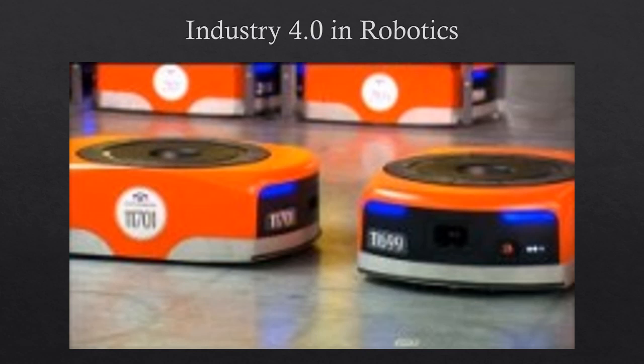Meet Amazon's newest holiday workers, the Kiva robots. At this fulfillment center in Tracy, California, more than 3,000 of them on the warehouse floor, helping employees fill millions of orders.